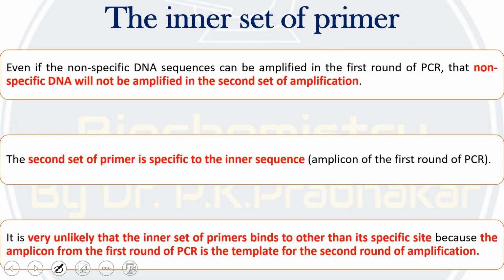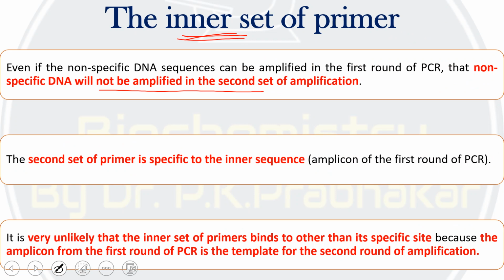Then we have the second set of primers, called the inner set of primers. Even if non-specific DNA has been amplified in the first round, giving some false positive result, that will be removed when we use the inner set of primers, because this inner set binds only with the target DNA. The extra DNA from the previous round will not be bound by the inner primers. So only the target DNA will be amplified.